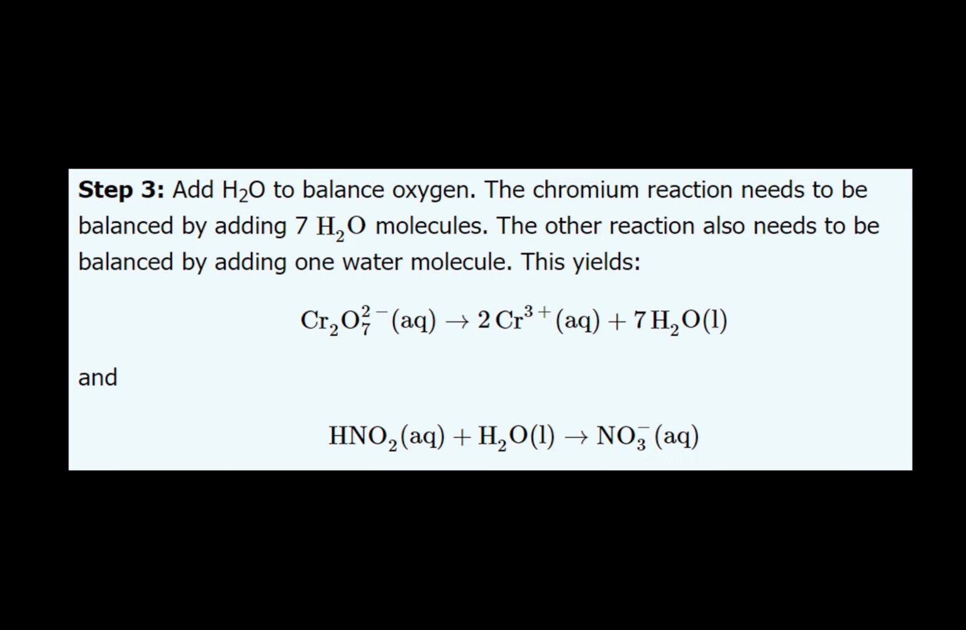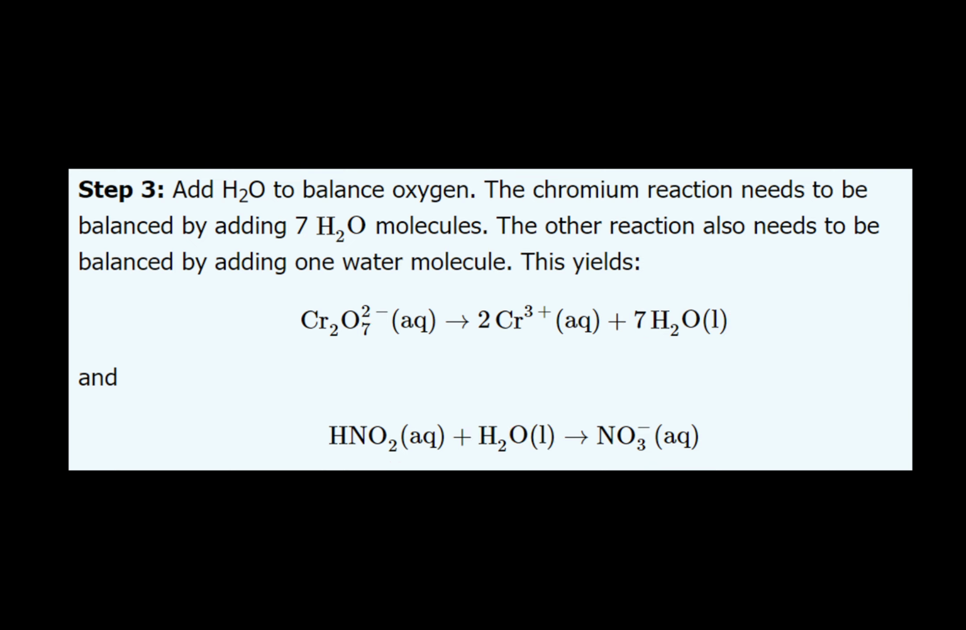The chromium reaction needs to be balanced by adding 7 water molecules, and the other reaction needs to be balanced by adding 1 water molecule. In the beginning we had 7 oxygen atoms here, but no oxygen atoms on the other side. So we add 7 water molecules, because now we have a balanced amount of oxygen on both sides. In the nitrous acid, we had 2 here but 3 over here. So we add 1 water molecule so we can get that single oxygen there, and everything can be balanced.